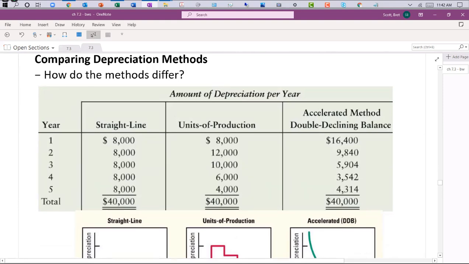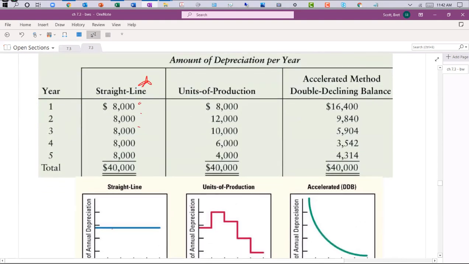How do the different methods compare? Well, if you remember, the straight line method is just boom, boom, boom. It's the same every single year. So what you got is just a straight 8,000, 8,000, 8,000, 8,000. Units of production can vary a lot. So imagine, like, in one year we had 8,000. Next year we had 12,000. 10, 6, 4. So maybe it sort of declines. Who knows, right? It just depends on how much we use it.